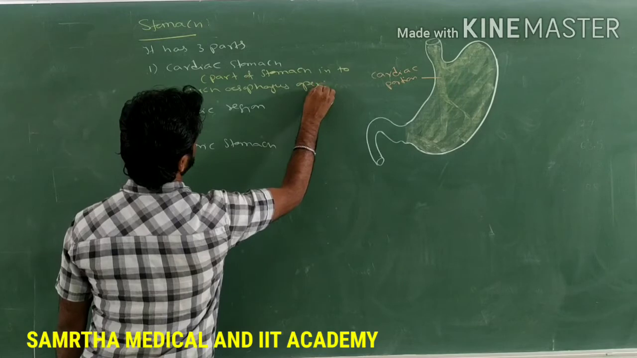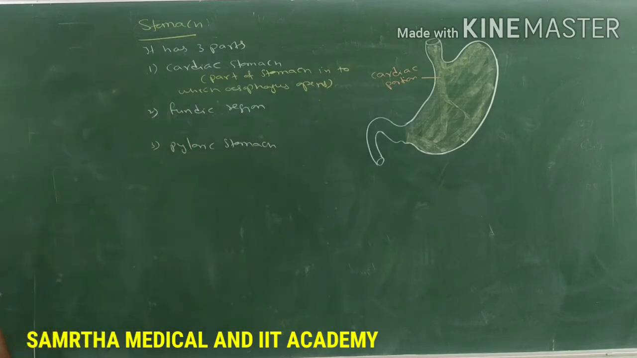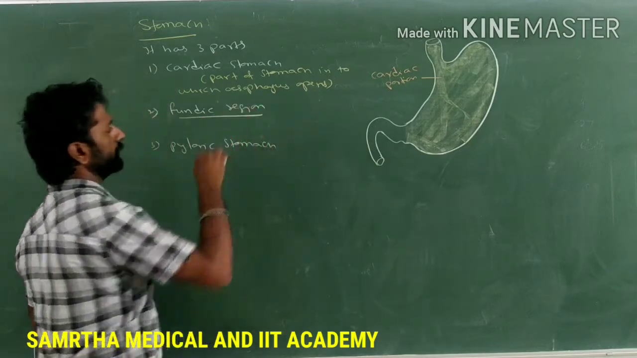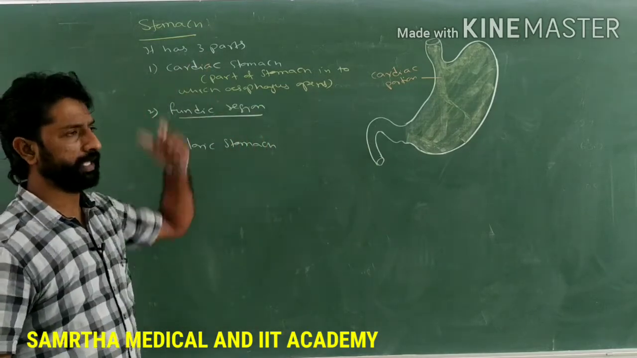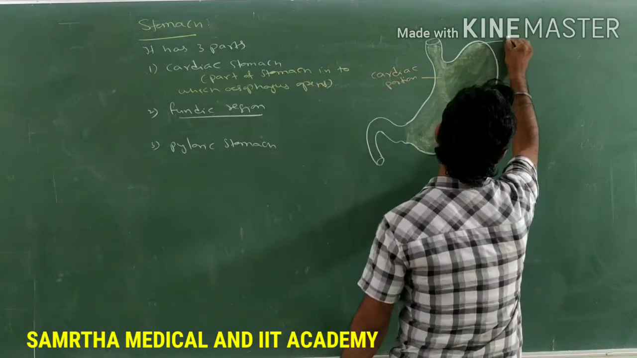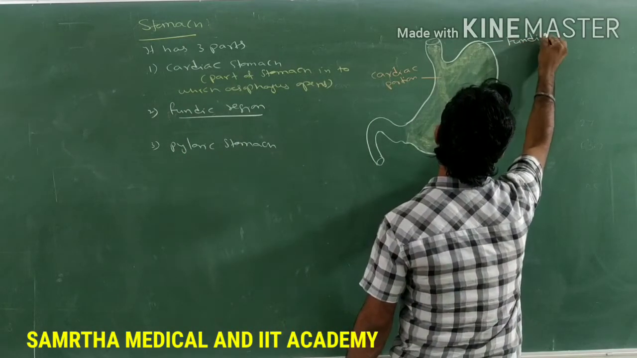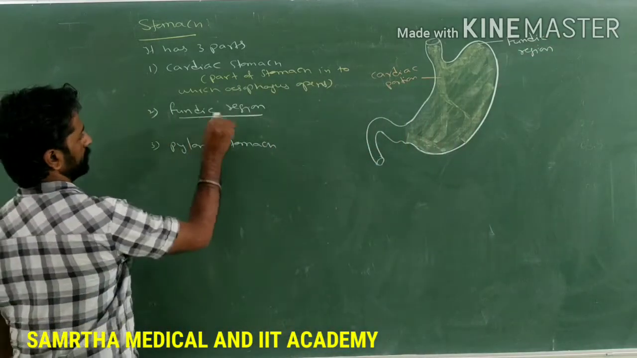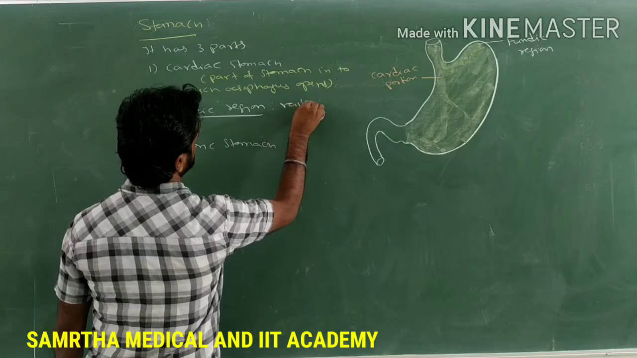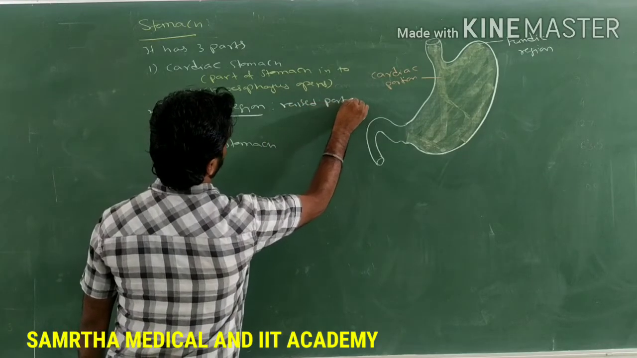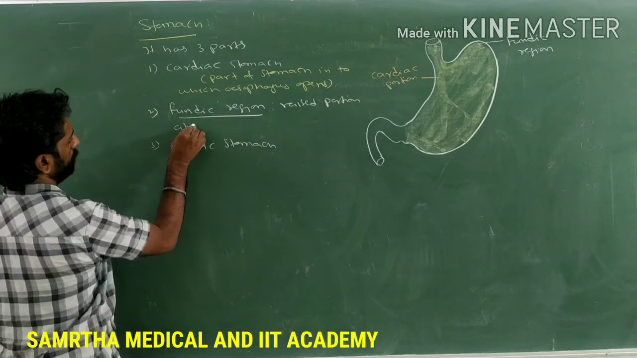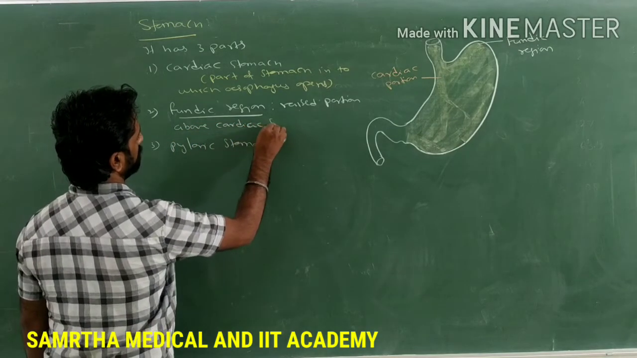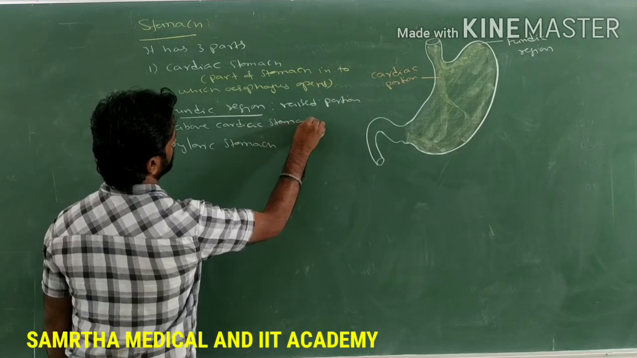Esophagus opens. That is called the cardiac stomach. Then the part of the stomach which is raised above the cardiac portion is called the fundic region. So this is called the fundic region, which is a raised portion above the cardiac stomach.